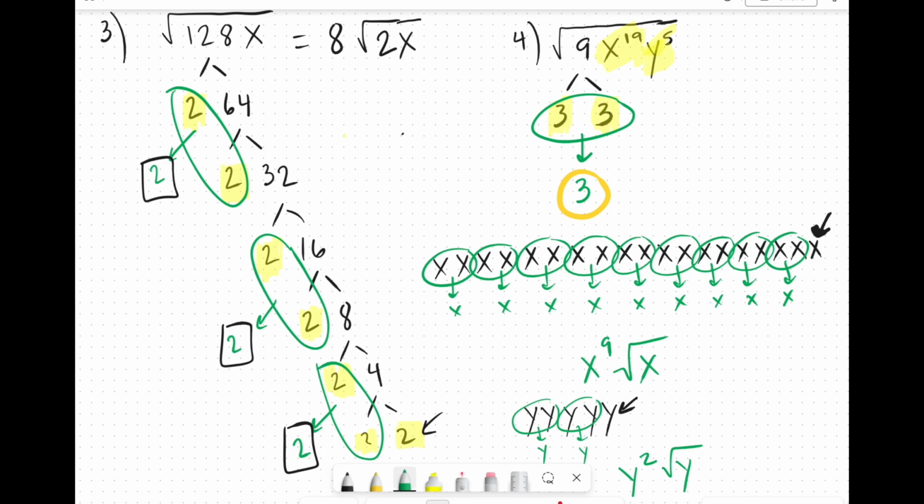The one from the 9, the one from x to the power of 19, and the one from y to the power of 5. So the 3 is outside, the x to the power of 9 is outside, and also y to the power of 2 is outside. Back under the root, you have an x and a y, and this is your simplified version.